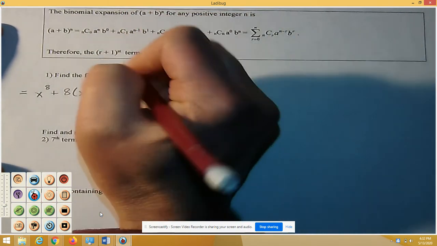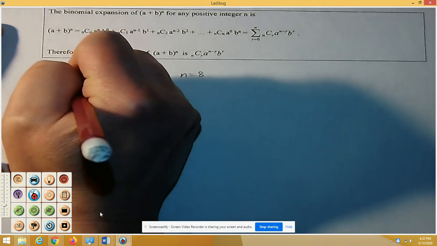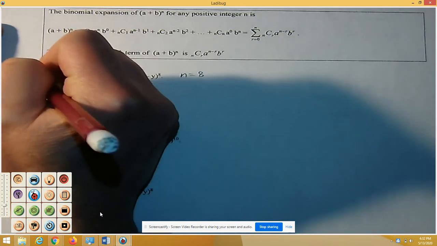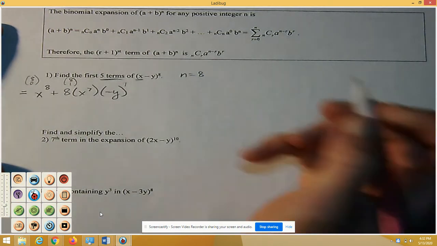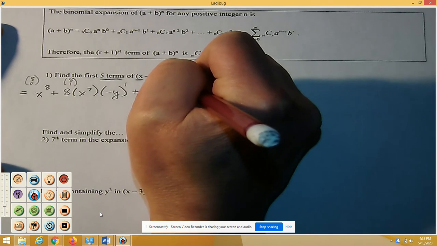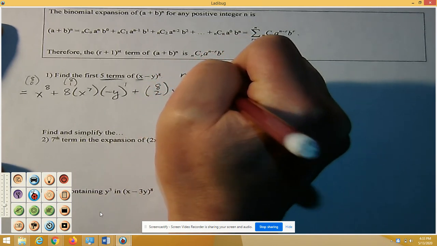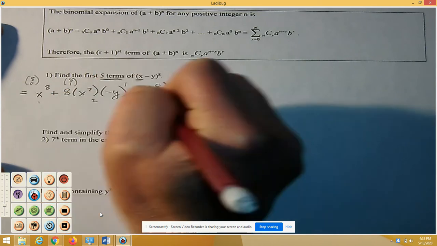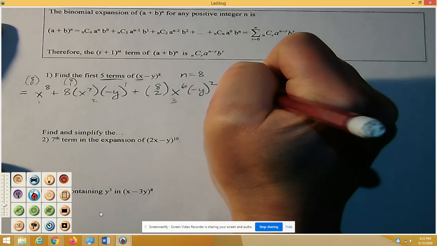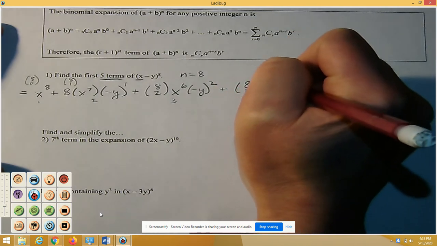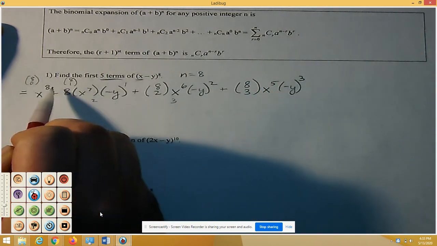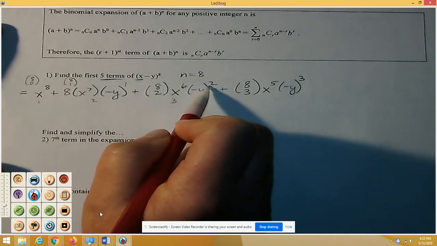And if I wanted, instead of writing the 8, I knew it was going to be 8, but I could write it as n choose 1, or 8 choose 1. This could be 8 choose 0. 8 choose 0 is always 1. And now I'm going to continue with that pattern. So 8 choose 2, x to the 6th, negative y squared. Here's my first term, my second term, my third term. My fourth term is going to be 8 choose 3, x to the 5th, negative y will have an exponent of 3. 8, 7 plus 1 is 8, 6 plus 2 is 8, 5 plus 3 is 8.